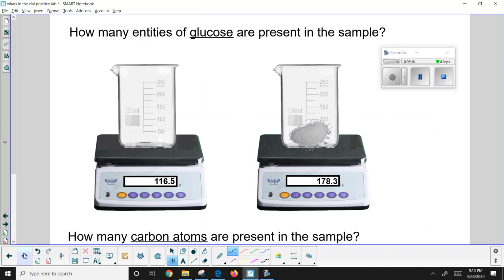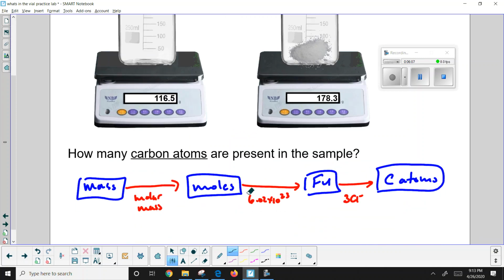Okay, now, what if I have something different? What if I have a molecular compound? Well, it's exactly the same. What you do is you determine the number of moles. From the moles, you're going to determine the number of molecules. And then from the molecules, you're going to determine the number of atoms. So for example, here you're going to be looking at carbon atoms. So here's my little flow chart.